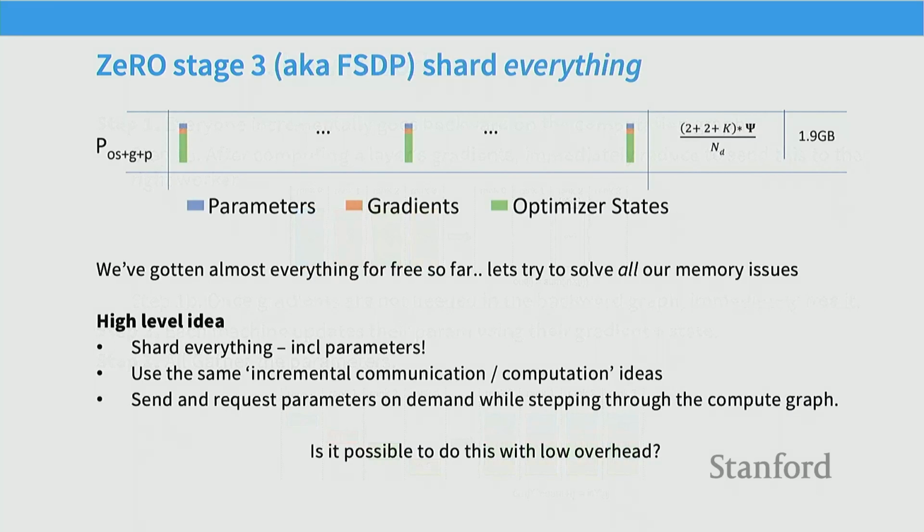So ZeRO stage 2 has some more overhead because we have to synchronize layer by layer and make sure that the gradients are properly sent to the right workers, but the overhead is pretty minimal, right? It's still very simple, fairly straightforward.